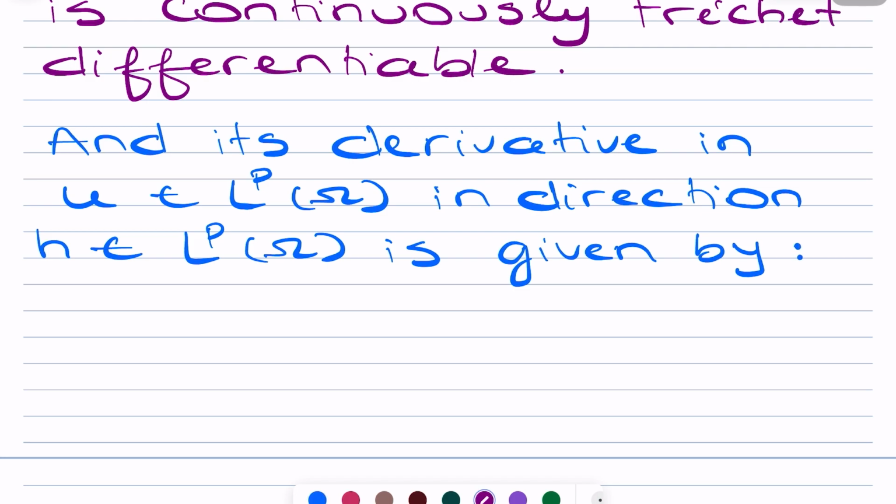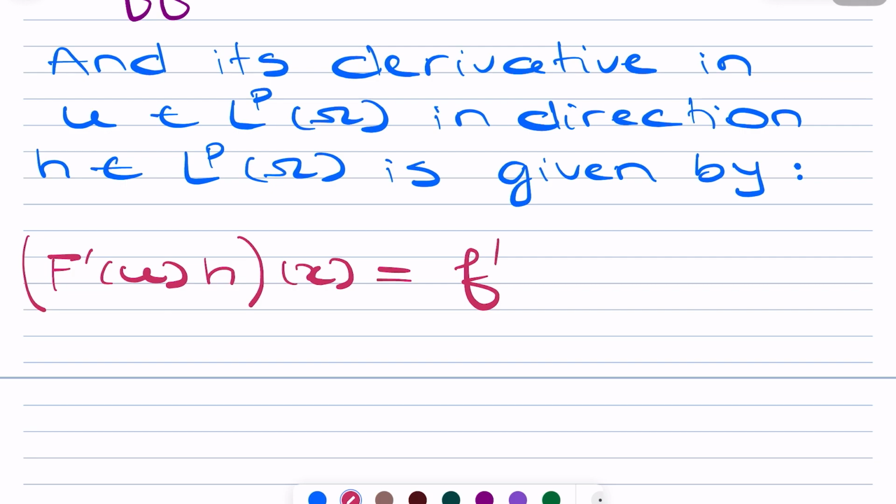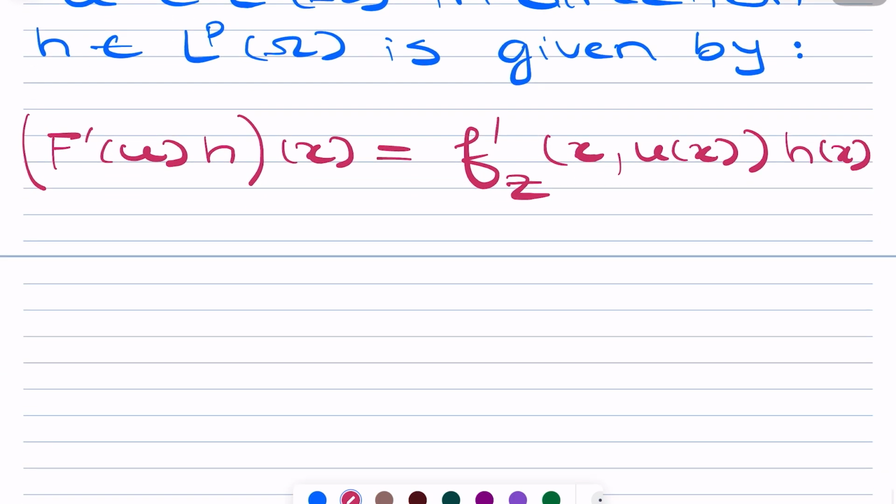f prime of u applied to h, applied to the point x. So this will be f prime, the partial derivative of f with respect to z, at x, comma u of x, applied to h at the point x. This is for almost every x in omega.